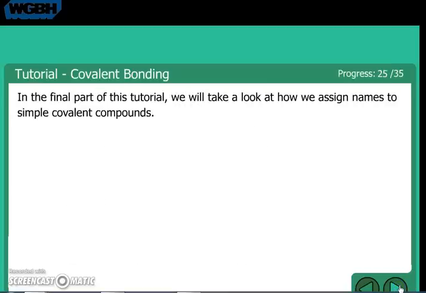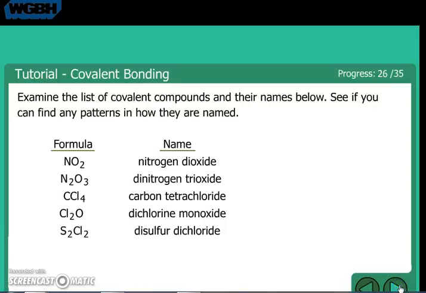In the final part of this tutorial, we will take a look at how we assign names to simple covalent compounds. Examine the list of covalent compounds and their names below. See if you can find any patterns in how they are named. Okay, so I'll read the names out loud and you look at the formula. Nitrogen dioxide, right there. Okay, dinitrogen trioxide, carbon tetrachloride, dichlorine monoxide, and disulfur chloride.